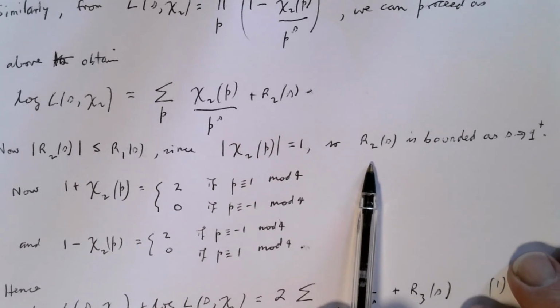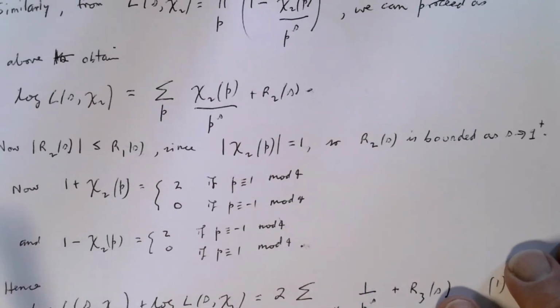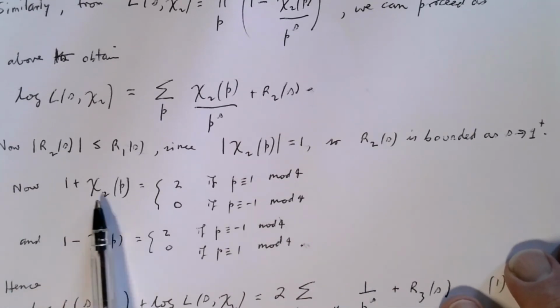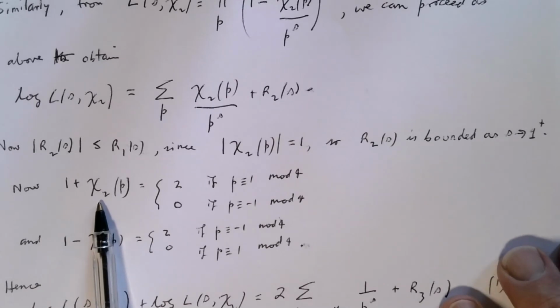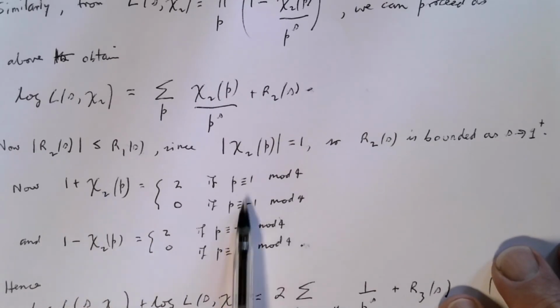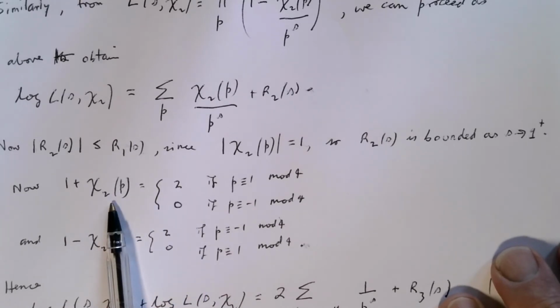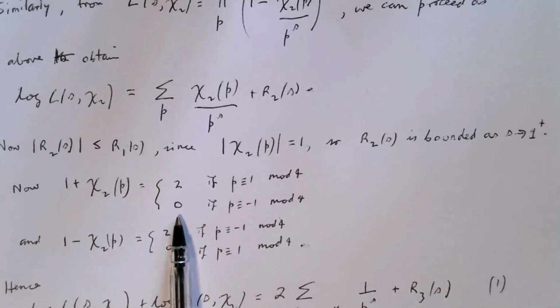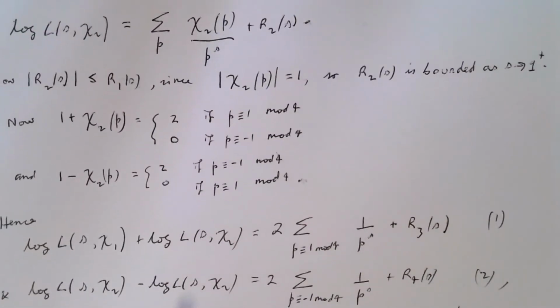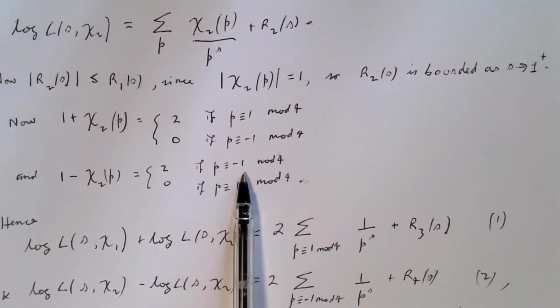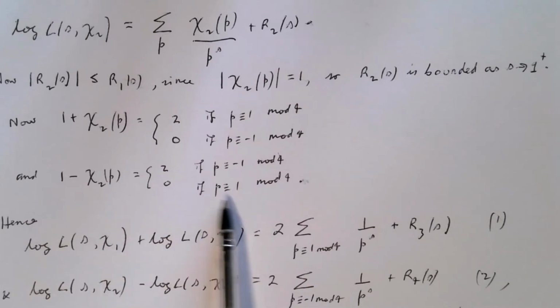And so now we have these two expressions. Now, just observe that if you take 1 plus chi2, remember chi2 is 1 if p is a 1 mod 4 prime, and that means 1 plus 1 is 2 if p is a 1 mod 4 prime, and this is minus 1 if p is minus 1 mod 4, so that gives you 0. Similarly, if I take 1 minus this, then we get the other way around. We get 2 if it's a minus 1 mod 4 prime, and it's 0 if it's a 1 mod 4 prime.